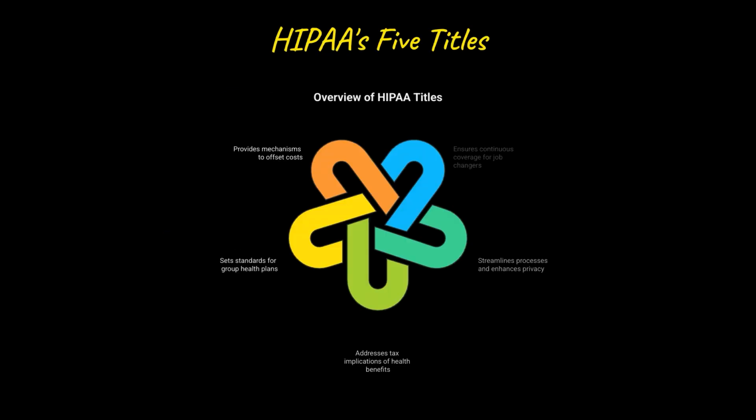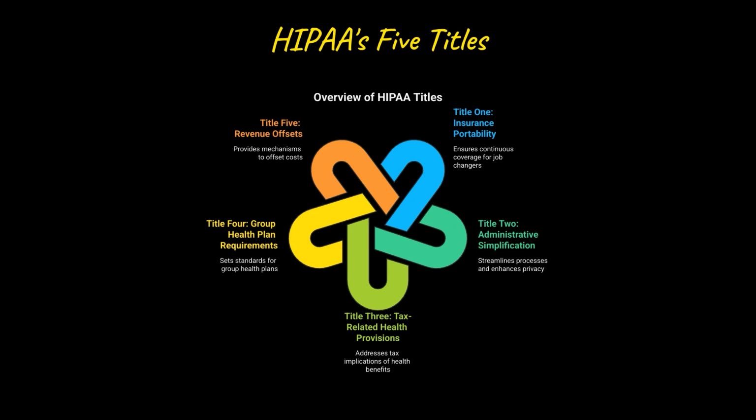HIPAA contains 5 titles, but they serve very different purposes. Title I protects insurance coverage when workers change jobs. Title II is the administrative engine, covering fraud, billing standards, and privacy rules. Titles 3 through 5 handle tax provisions, group plans, and revenue offsets respectively.